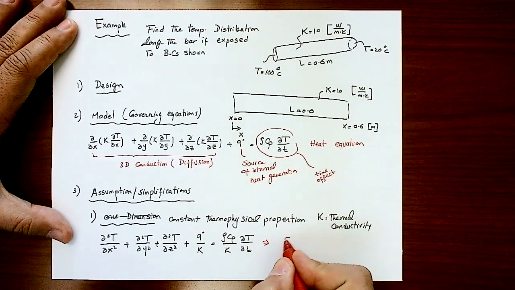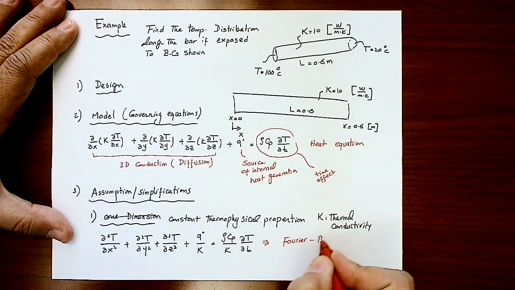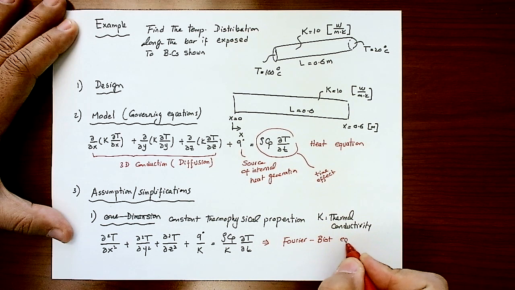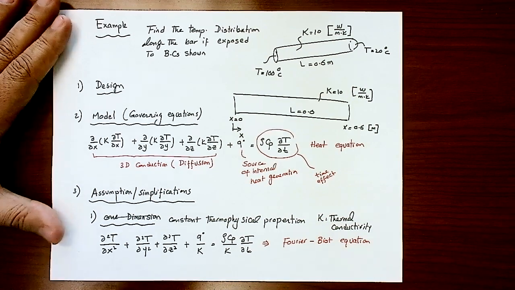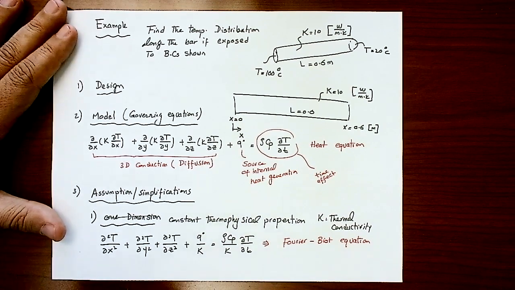This equation we actually call Fourier-Biot equation. Sometimes it's called Fourier's equation for simplification, but this is the form of the equation.